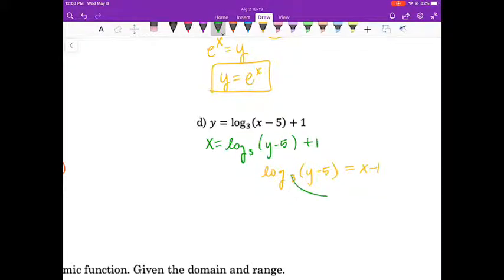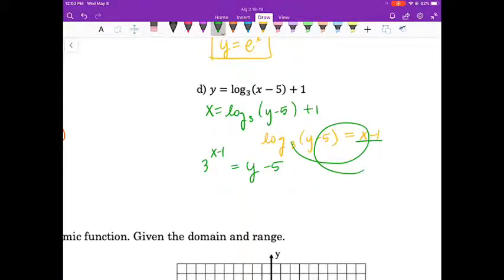So we have a log, we want to end with an exponent. So I have 3 raised to the x minus 1 equals y minus 5. And again, we don't quite have y by itself. We need to lastly move that 5 to the other side by addition. So 3 to the x minus 1, and then no longer in the exponent, plus 5, equals y, or y equals 3 to the x minus 1, plus 5.